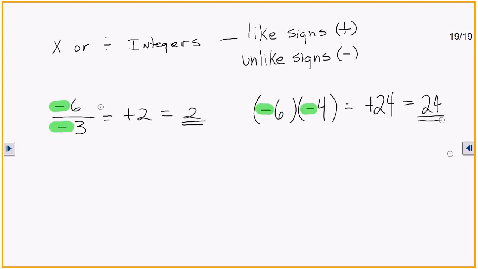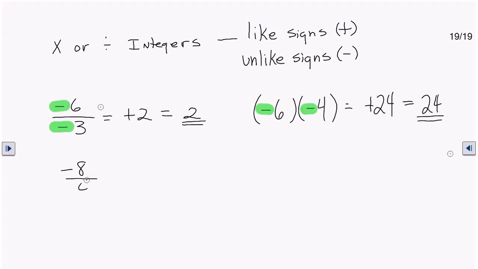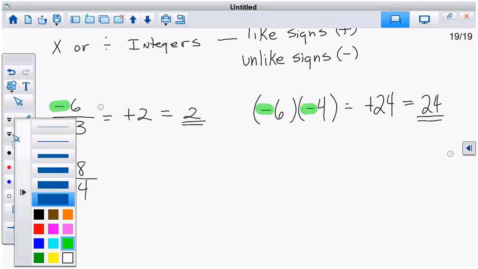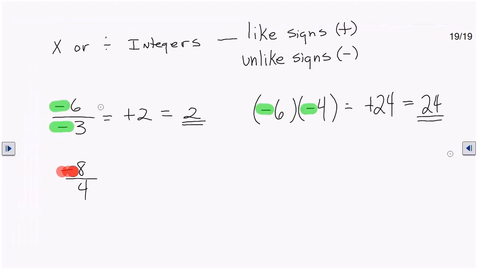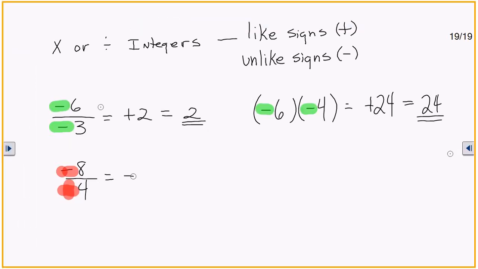Unlike signs is like crossing your battery cable. And that's not good. So -8 divided by +4, and this is not good. Negative, and you got a positive right there, not good. So your answer is going to be not good, which is -2.